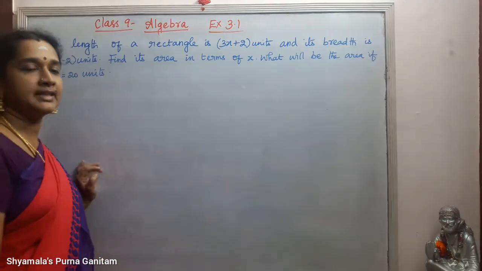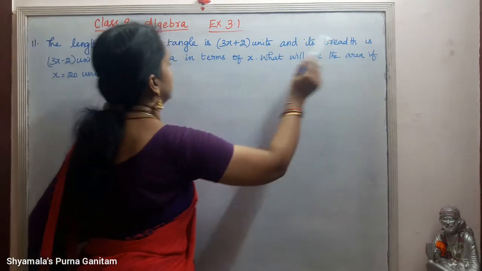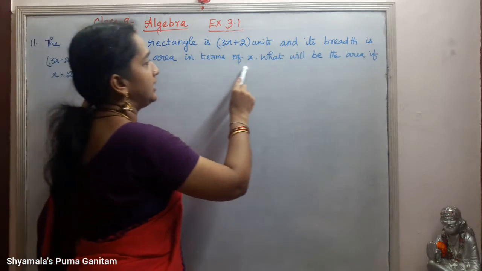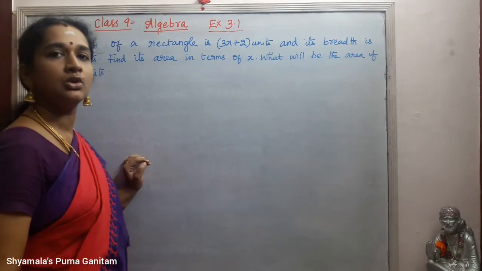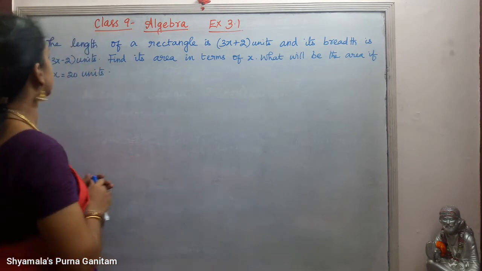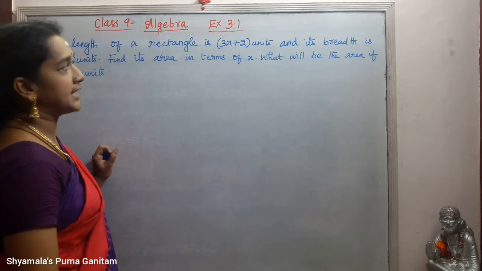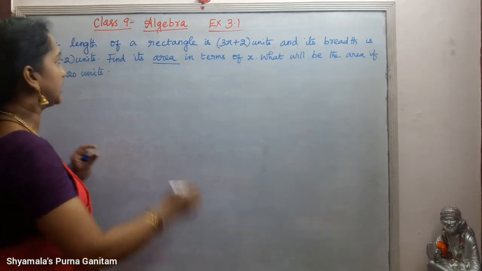Next sum is, the length of the rectangle is 3x plus 2 units and its breadth is 3x minus 2 units. Find its area in terms of x. What will be the area if x is equal to 20 units? So this is the question given. We know the area of the rectangle is length into breadth.